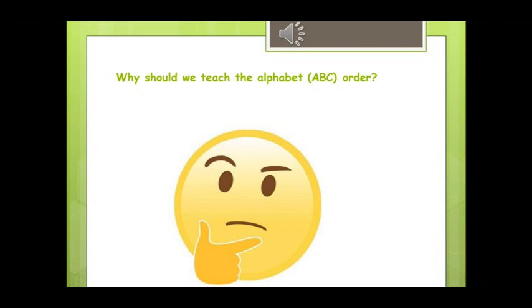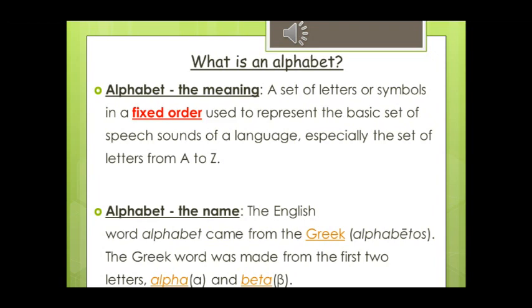Now let me answer the second question: why should we teach the alphabet order? Why is it important to teach ABC order to children? Before discussing that, let us first discuss the definition of the alphabet. Alphabet is the complete set of letters or symbols in a fixed order. Here I have emphasized the words fixed order.